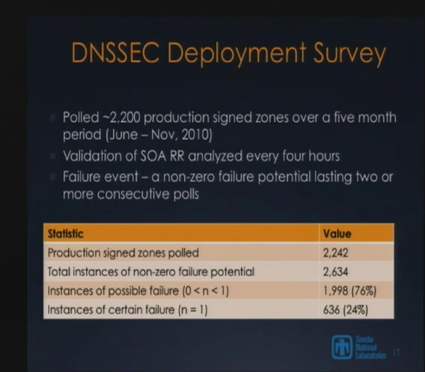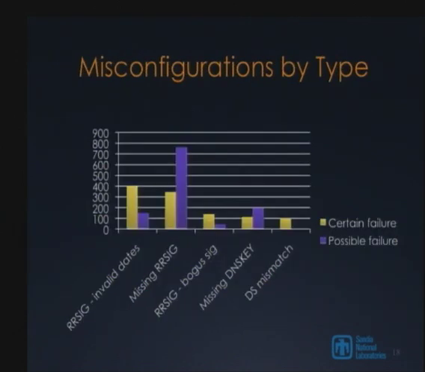And then the instances of certain failure, where it didn't matter which server you queried, you were going to get a bogus result, were the remaining 24% of those instances that we saw. Okay, so here's a breakdown of the different things that we saw during the survey, which I also find interesting.